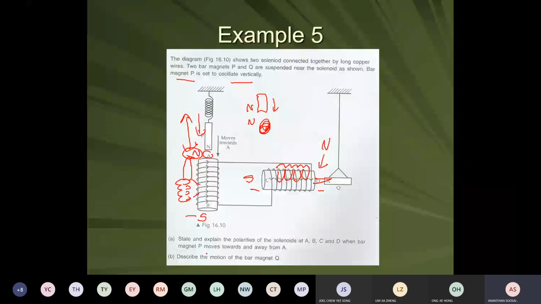Okay, describe the motion of the bar magnet Q. When this first magnet oscillates, how is the Q magnet going to move? How is it going to move?